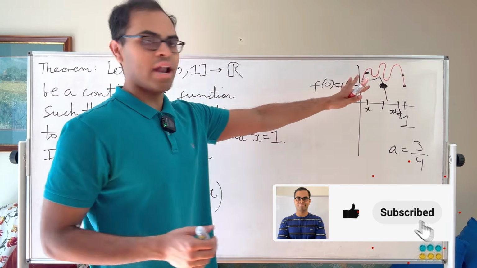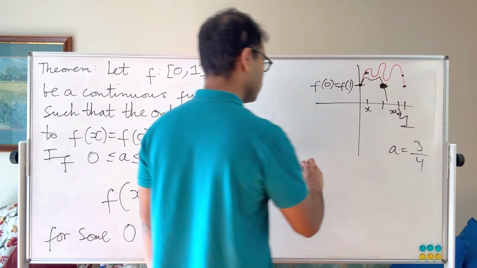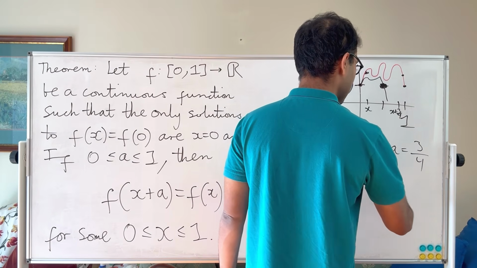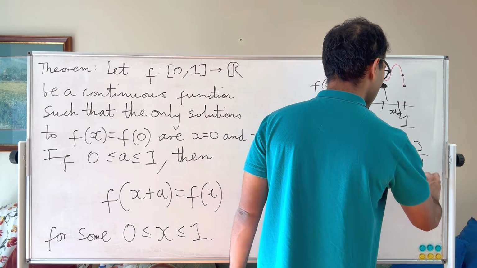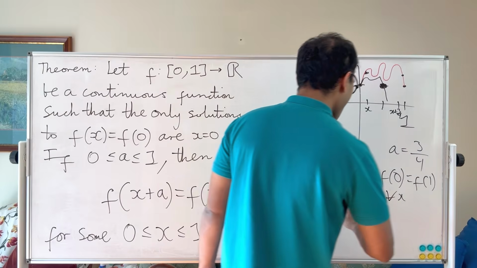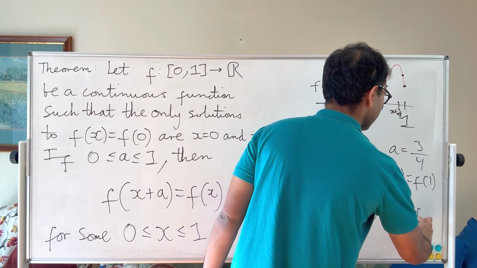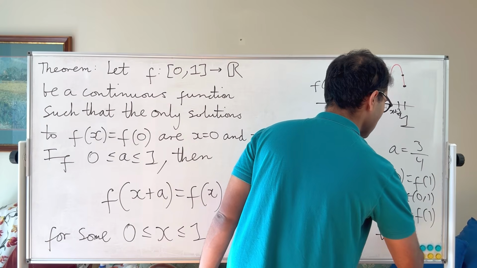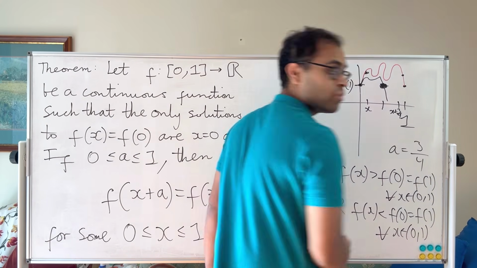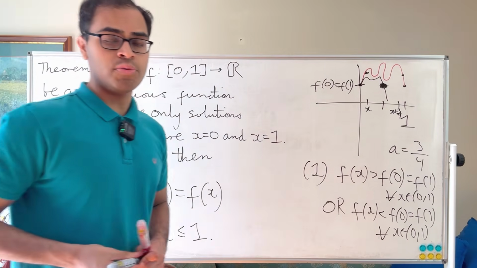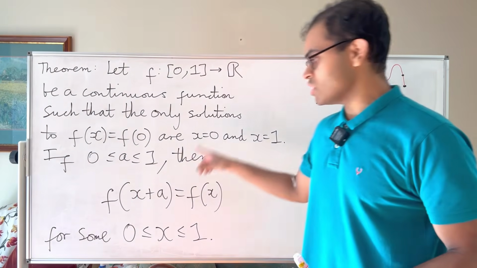So statement 1 is what I just said. Statement 1, I'm going to prove, write this down. Statement 1 is that f(x) is greater than f(0) = f(1) for all x, or f(x) is less than f(0) = f(1), for all x in the open interval (0, 1), which means between 0 and 1. So we're going to prove that either of these two is satisfied. That's an elementary proof. So let's actually just write that out. I'm going to do it on this side of the board.